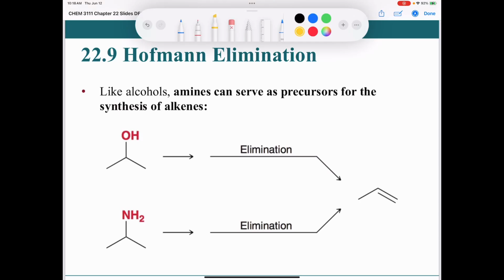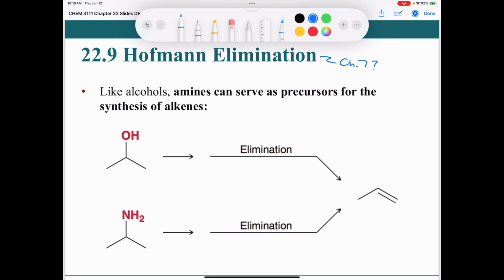All right, section 22.9 deals with Hofmann elimination. And you might be looking at that and saying, wait a second, didn't we cover that way back in Organic Chemistry 1? We talked about Hofmann and Zaitsev products. And yeah, we did talk about those, and we're going to talk about it more in this chapter, except now we're going to look at converting an amine into a leaving group.